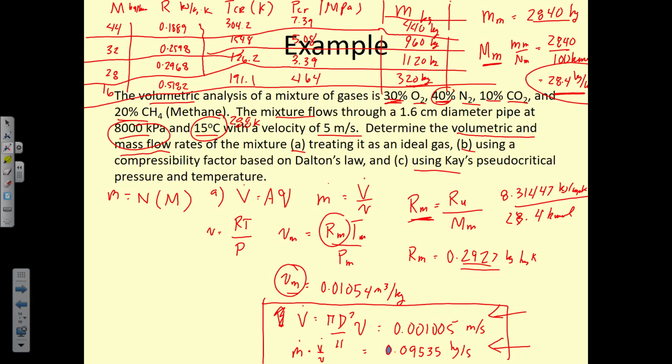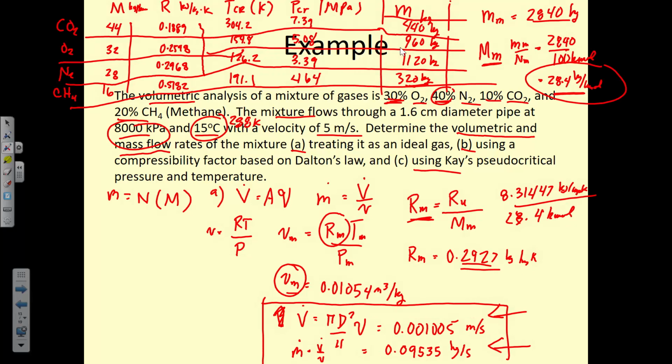Okay, so now what we're going to do is use Dalton's law and a compressibility factor. So we need to find the reduced temperature and pressure for each of our substances. So for CO2, the reduced temperature and pressure, for O2, for nitrogen, and for methane.